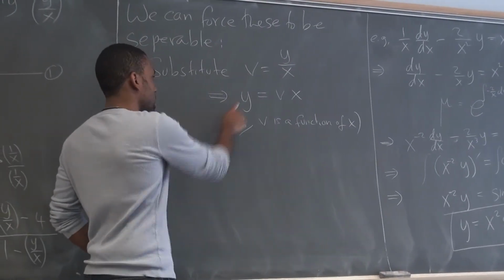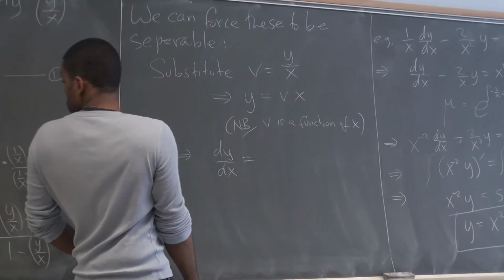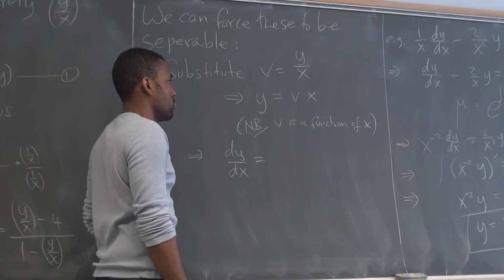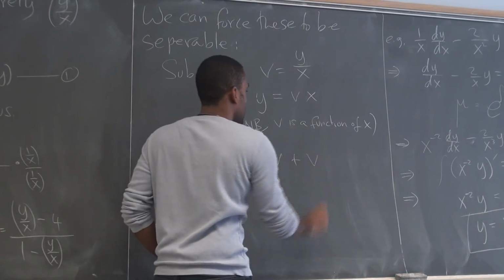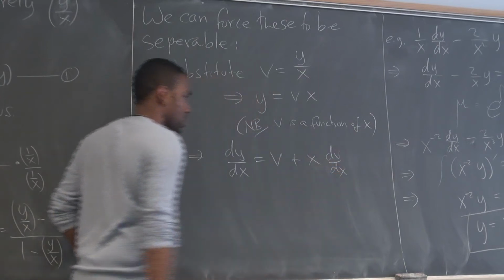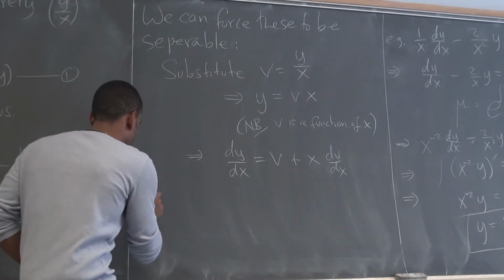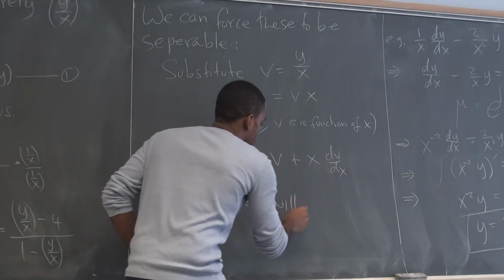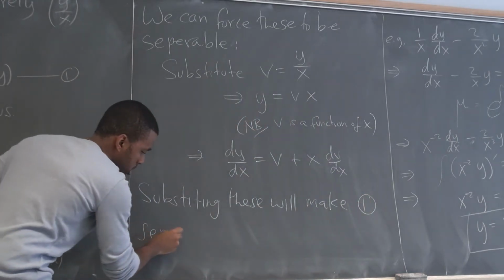So now I can actually differentiate this line. dy dx would become what? If I differentiate this: differentiate x, leave the v, plus you leave the x and differentiate the v. Substituting these will make equation 1 separable, as it turns out.